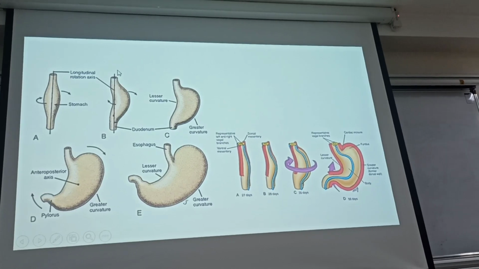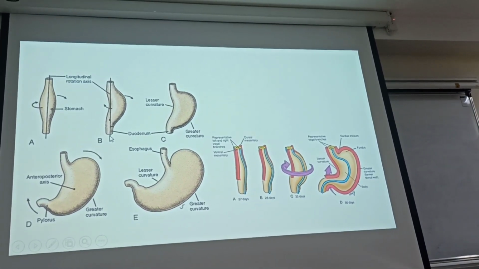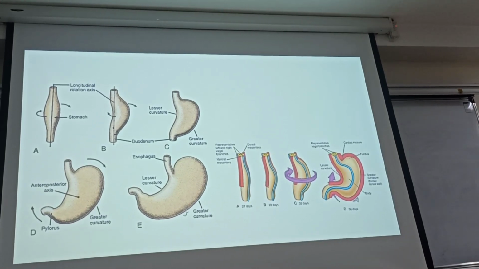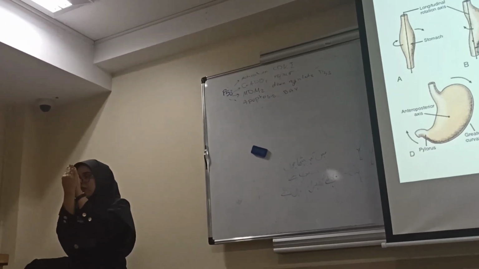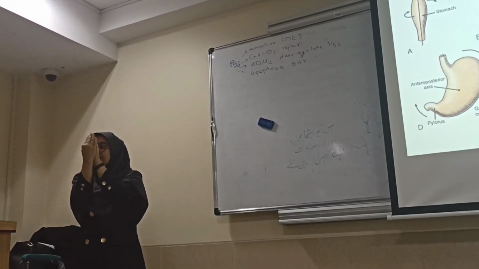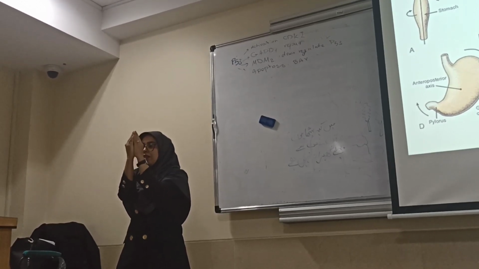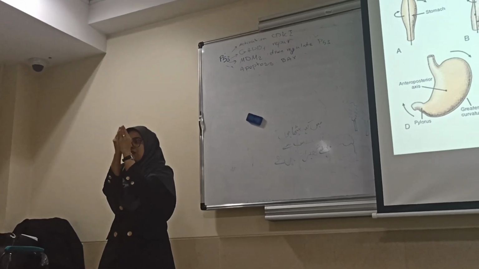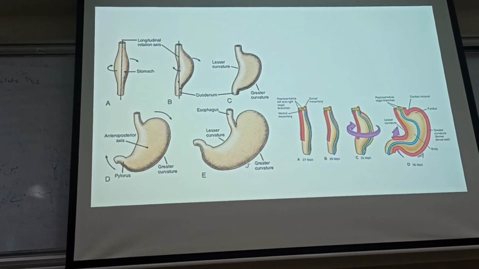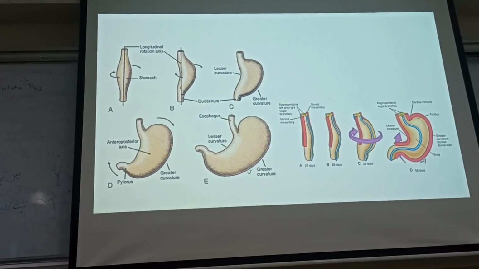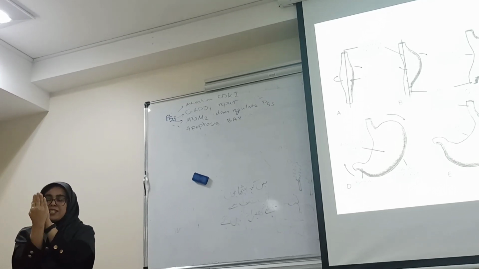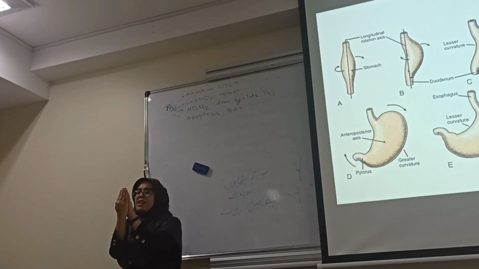The stomach rotates around the longitudinal axis 90 degrees clockwise. This is the stomach, fusiform shape. The longitudinal axis is here. It rotates 90 degrees clockwise around the longitudinal axis. As a result of this rotation, the anterior surface is moved to the right side, and the posterior surface.